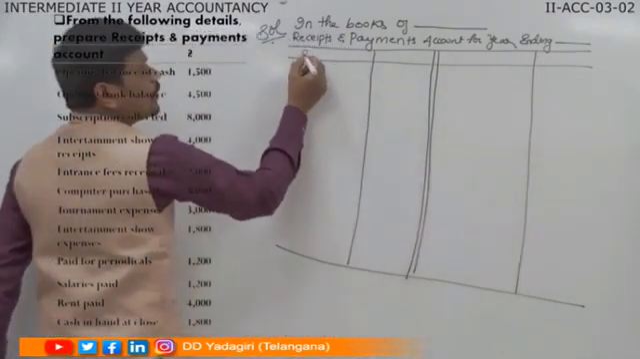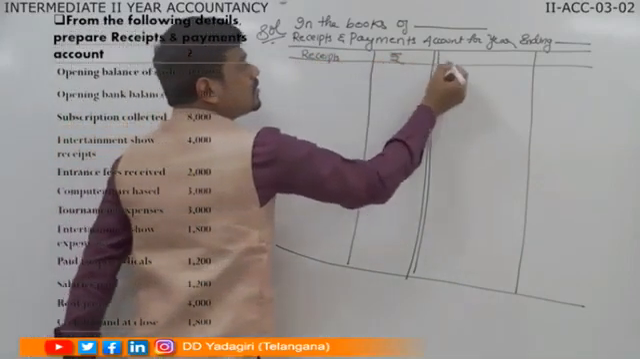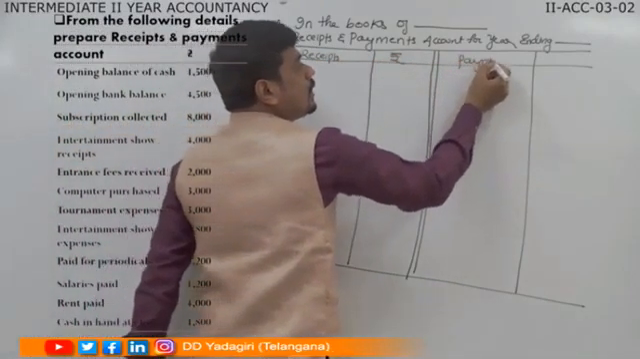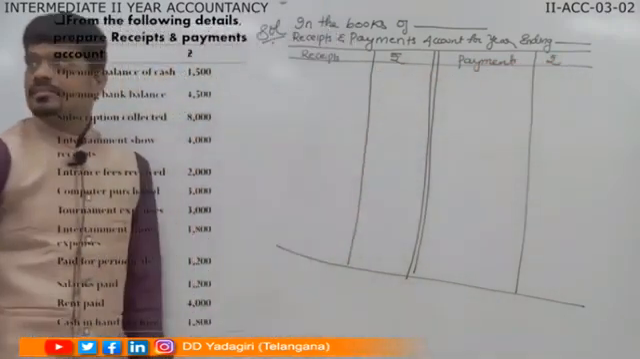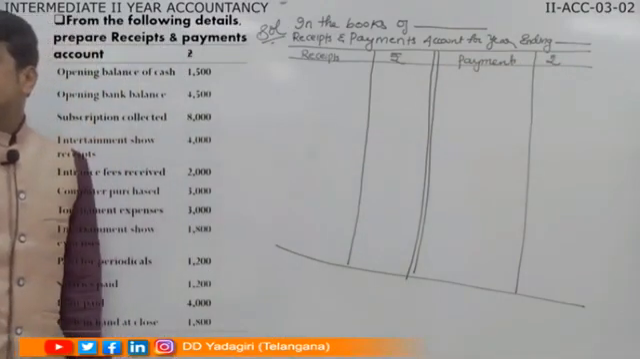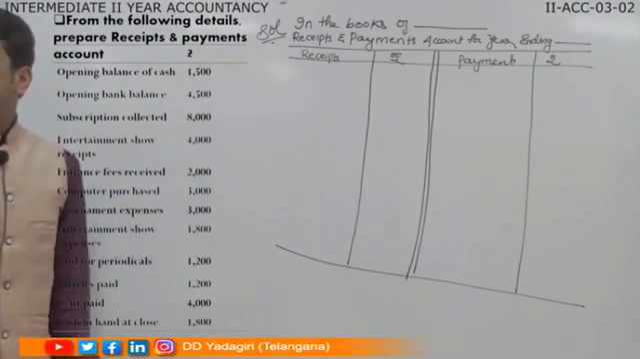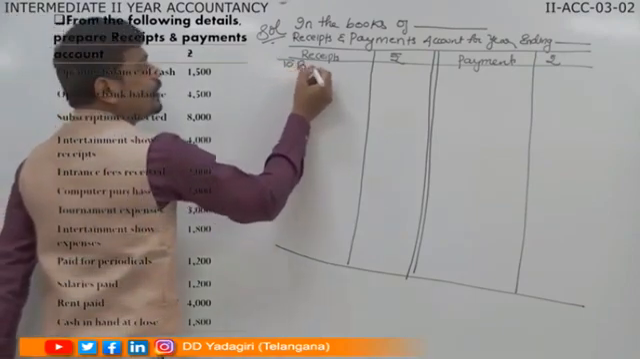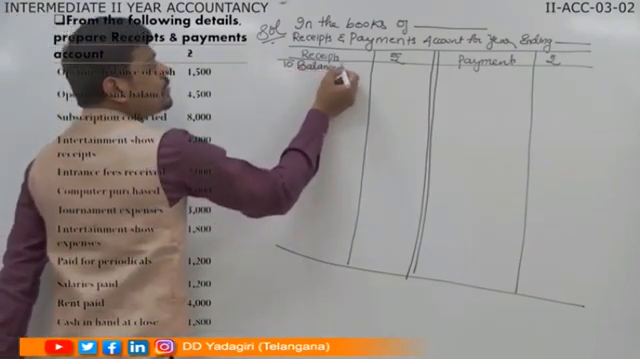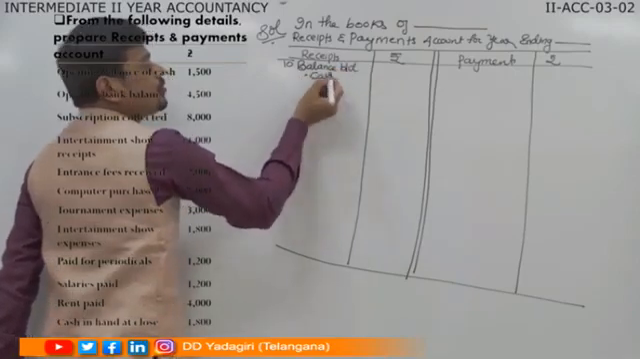Now here we are going to write receipts, here rupees. Here we are going to write payments and rupees. That is nothing but debit side and credit side. Now the postings. What is the first transaction given? Opening balance of cash. This opening balance of cash comes on the debit side, that is receipt side. To balance brought down. Under that you can put a dot and write cash.